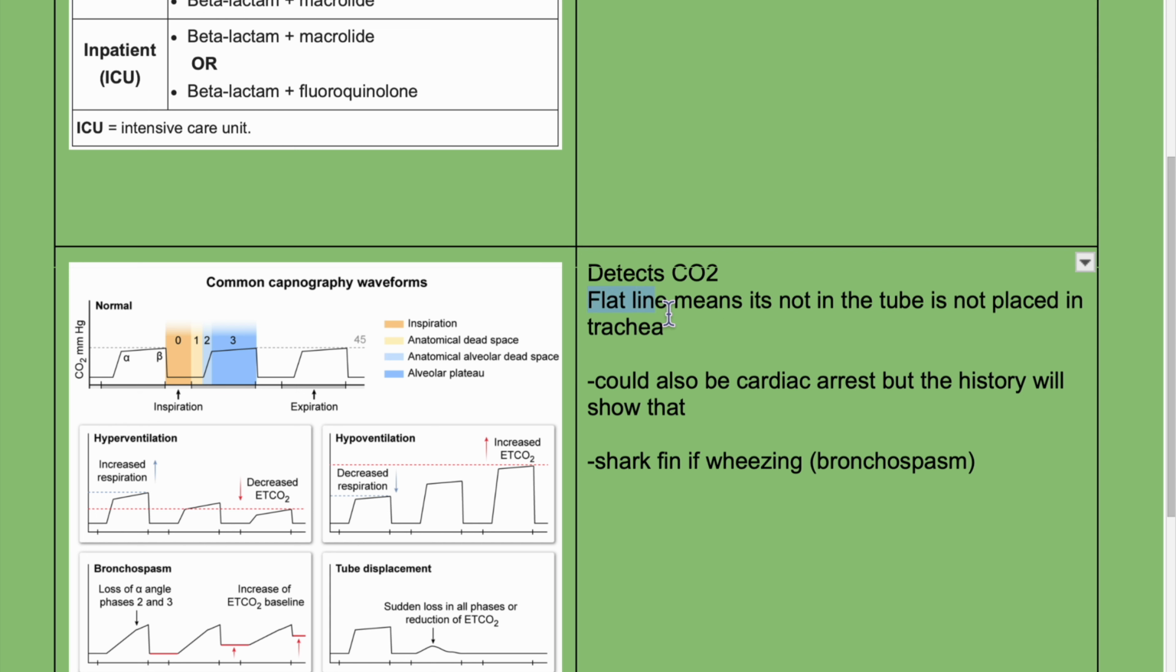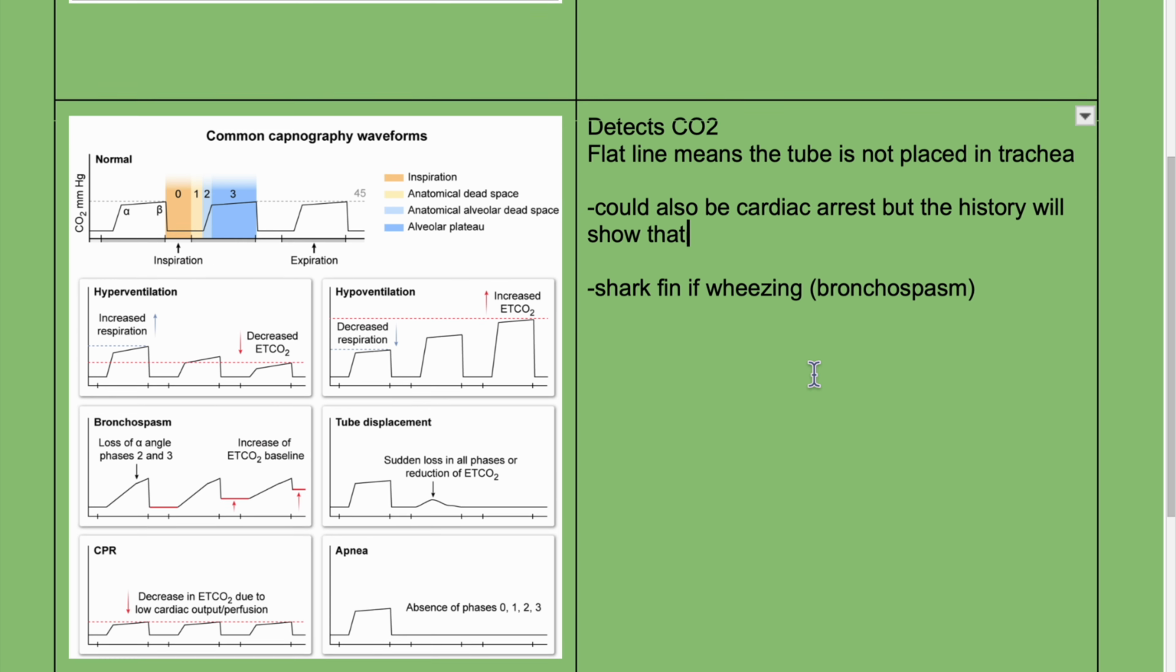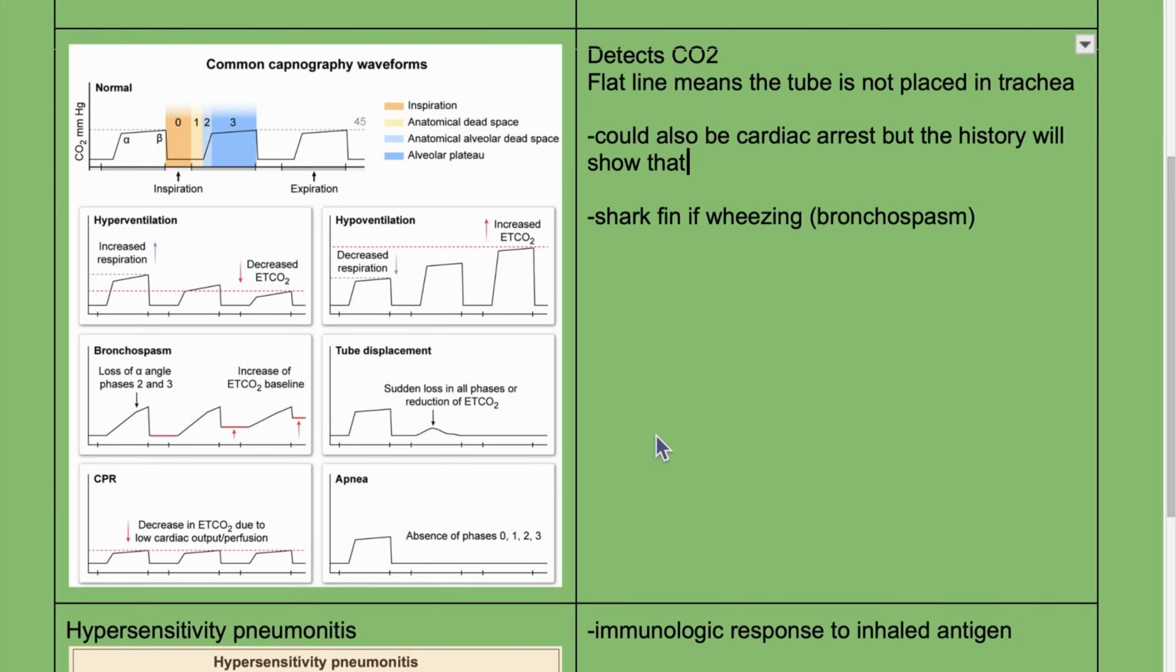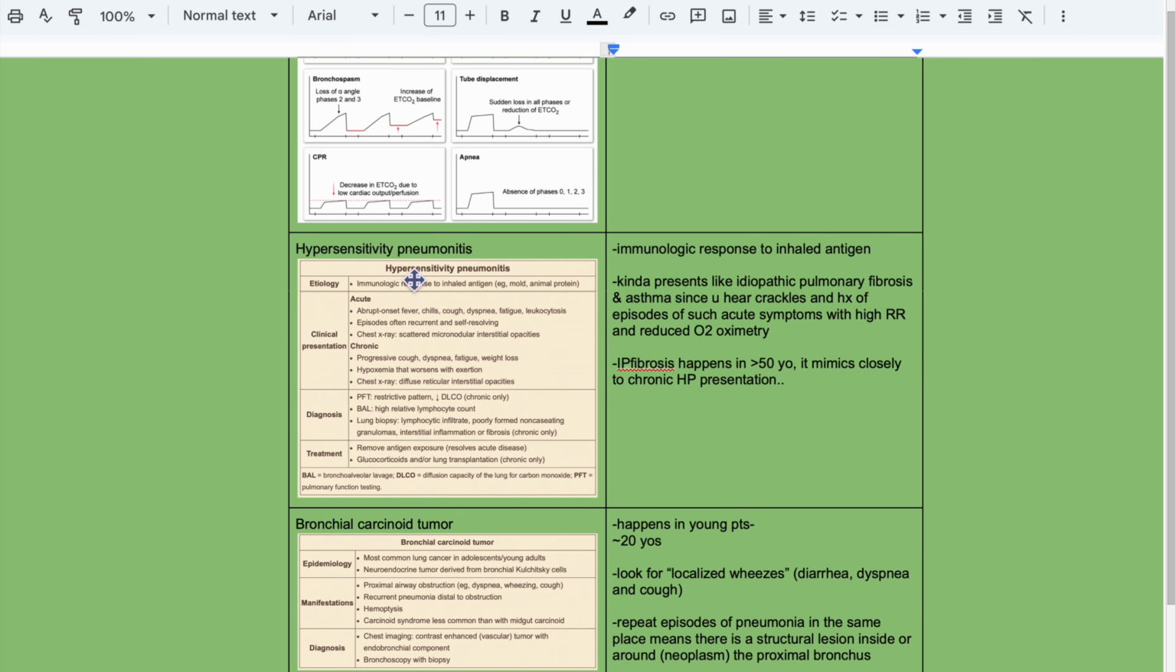So what does a flat line mean? It means the tube is not placed in the trachea. It could also be cardiac arrest, but the history will show that, right? And shark fin is if there's wheezing and bronchospasm.